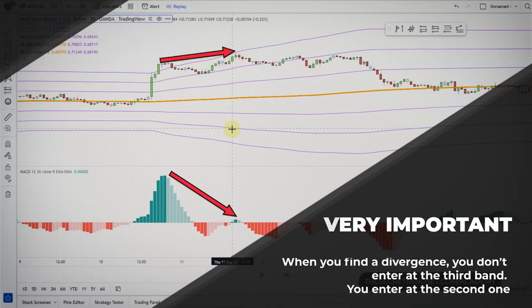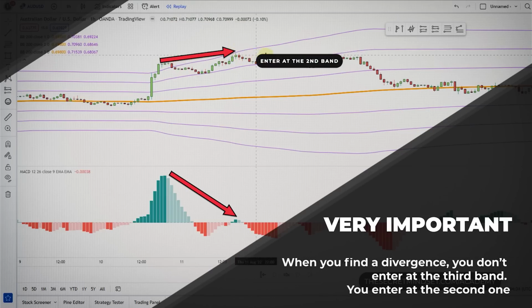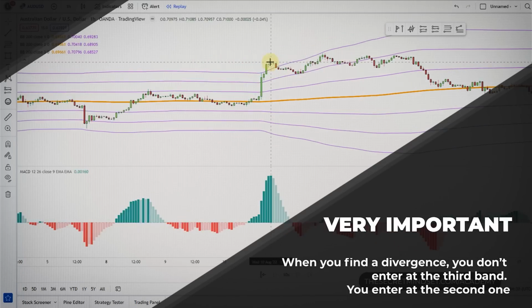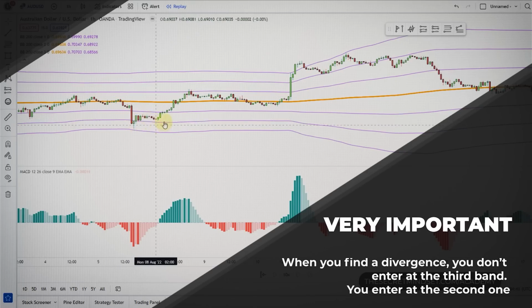And here's the trick: when you find the divergence, you don't enter at the third band, you enter at the second one. This is a riskier trade against the trend, and you know that price likes to rest at the Bollinger Bands before continuing its move. So you wait for a movement at the second band, then you target the first band, and the middle line as the final target. But most of the time, you'll have a decent win rate if you just target the first band.